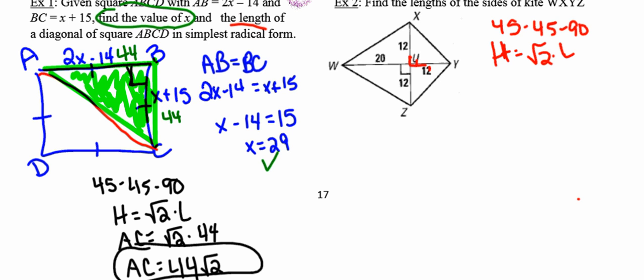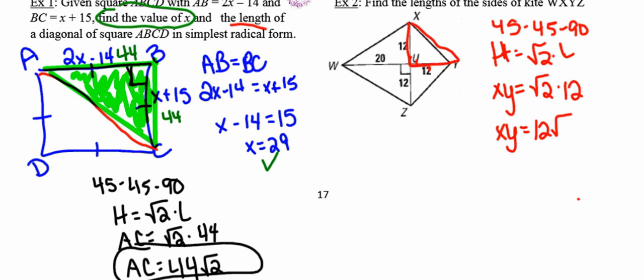So in this particular case, our hypotenuse is going to be side XY, and that's going to be equal to the square root of 2 times the leg, which is 12. So XY is equal to 12 square roots of 2. And that makes ZY also 12 square roots of 2.